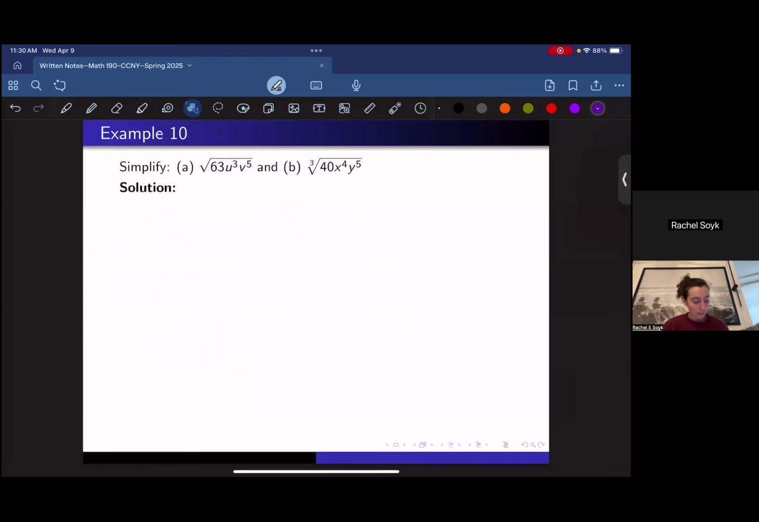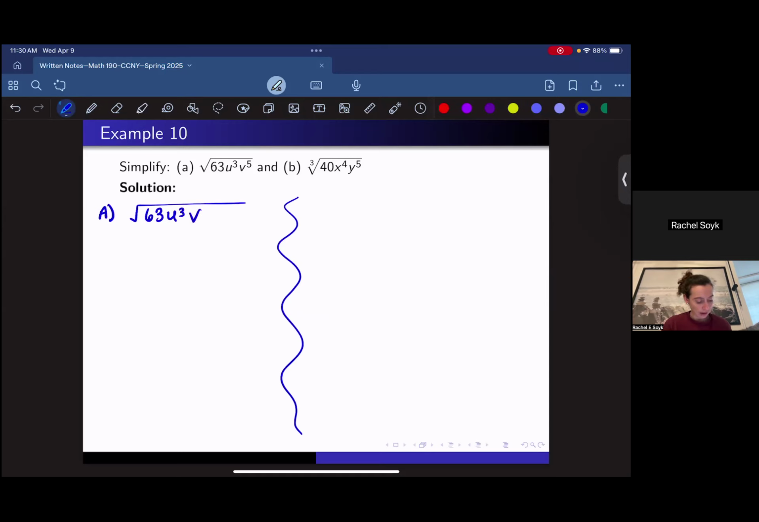Let's do some more examples together. A lot of examples during this section. So we have another square root question. It's always good to become a master in taking the square root of radicals or radical expressions. And then we have a cube root.